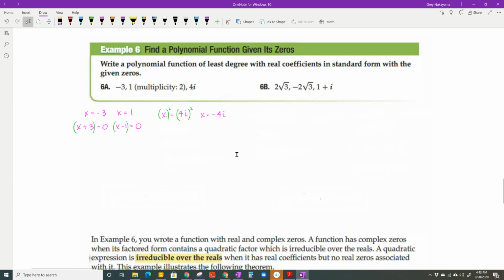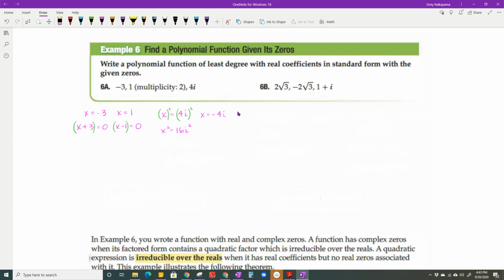And the nice thing about this process, y'all, is that because you get 4i and negative 4i from squaring it, you only have to do it to one of these, okay? And then it'll take care of the other one. So when I square it, I get x squared equals 16i squared.